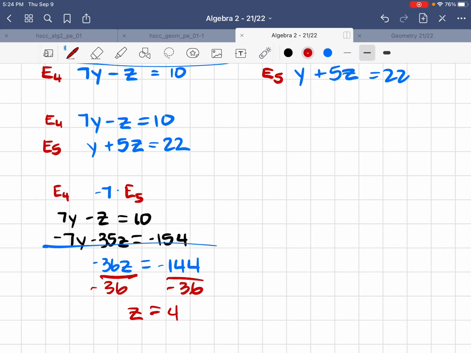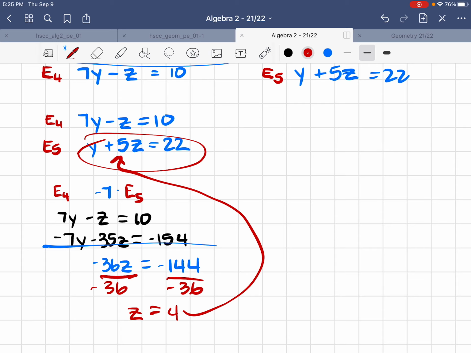Now that you found your first answer, you're going to take this quote-unquote answer and you're going to plug it into one of your newer equations, either E4 or E5, you get to pick. Now, I'm looking at E5, and E5 is a nice equation. Y is already by itself, so that's what I'm going to do. I'm going to take this 4, and I'm going to plug it into that z over there so that I have y plus 5 times 4, because that's what z is, equal to 22. This gives me y plus 20 is equal to 22. Solve by taking the 20 away from both sides of the equation, and we get y is equal to 2.